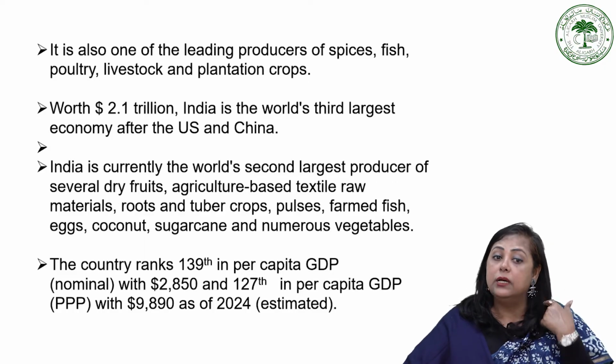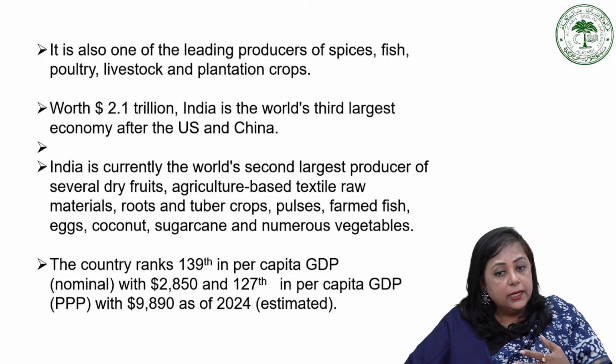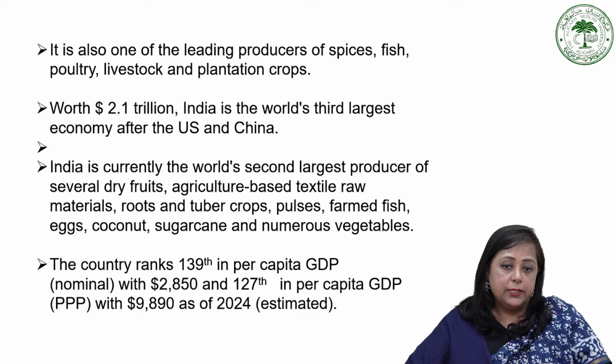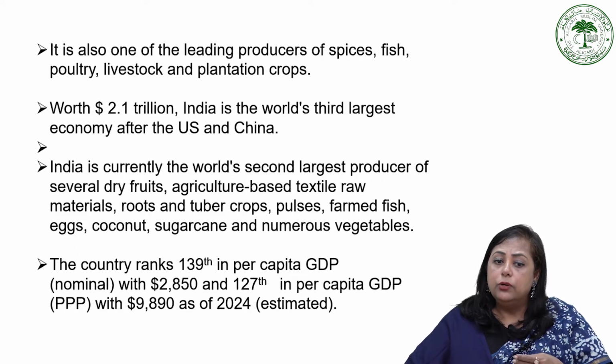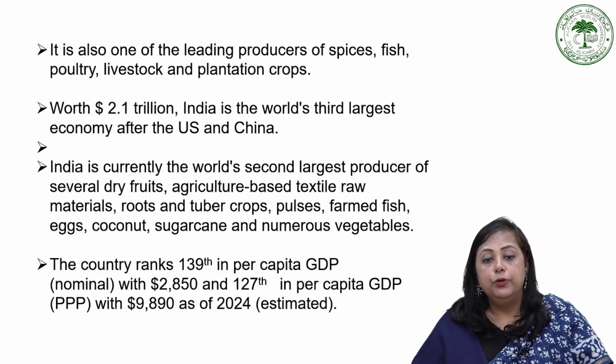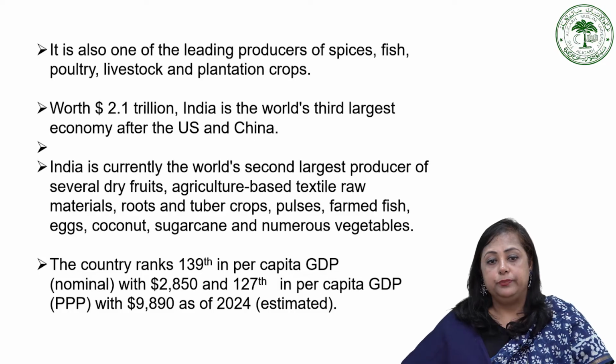India is the world's third largest economy after the US and China. India is currently the world's second largest producer of several dry fruits, agriculture-based textile raw materials, roots and tuber crops, pulses, farm fishes, eggs, coconut, sugarcane, and numerous vegetables. The country ranked 139th in per capita GDP with $2,850 and 127th in per capita GDP with $9,890 as of 2024. This is the estimation.